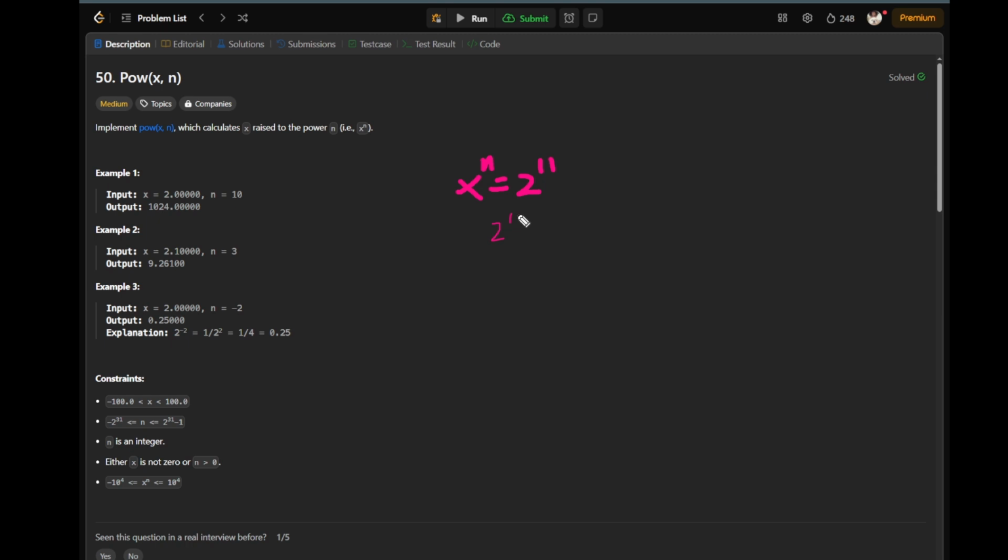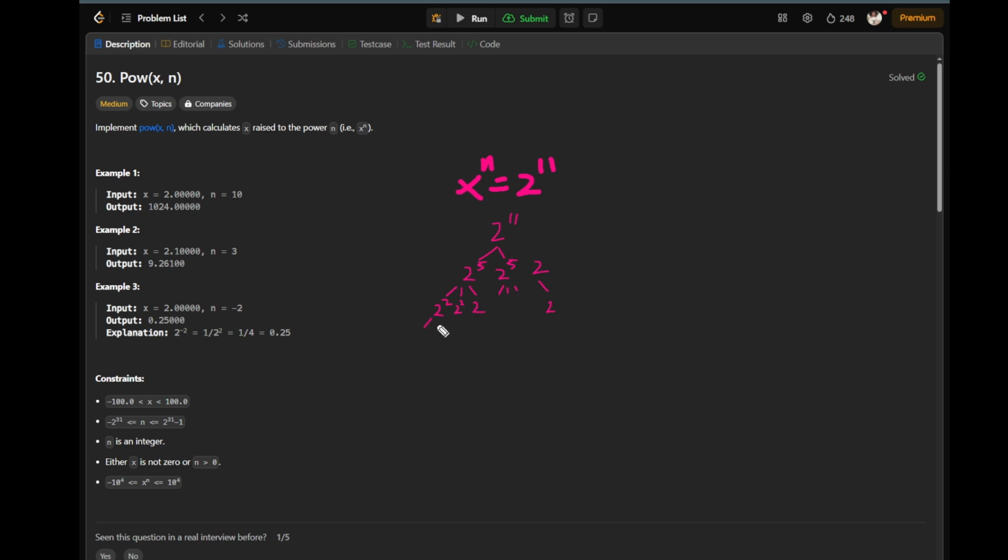Let's look at 2 to the power of 11 again. We can break this up into subproblems. So 2 to the power of 11 is the same as 2 to the power of 5 times 2 to the power of 5 times 2. And 2 to the power of 5 is the same as 2 to the power of 2 times 2 to the power of 2 times 2. Same for this one, and this 2 drops down.